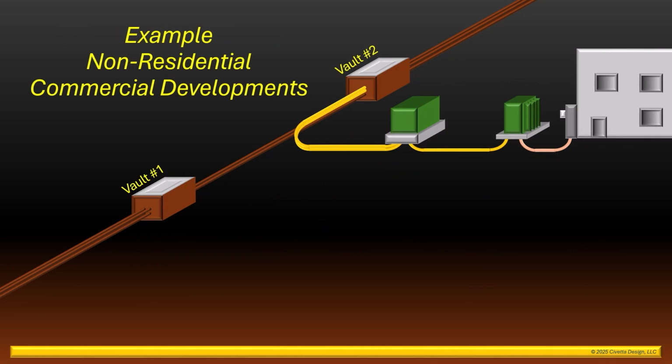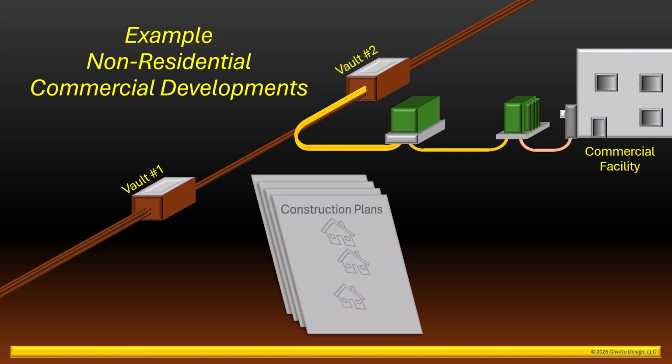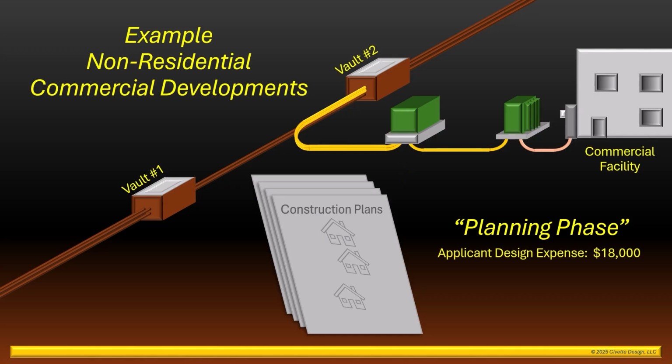Now let's look at our example. Let's assume an applicant has applied for a new service for a new commercial facility. As usual, the applicant hires an engineering firm to produce the construction plans required to install the new service. If you recall from Part 2, this initial period of time is referred to as the planning phase. During the planning phase, the applicant designer determines that the new service will require a very large transformer connected to a new switch. The applicant's expense for the applicant designed construction plans, $18,000.